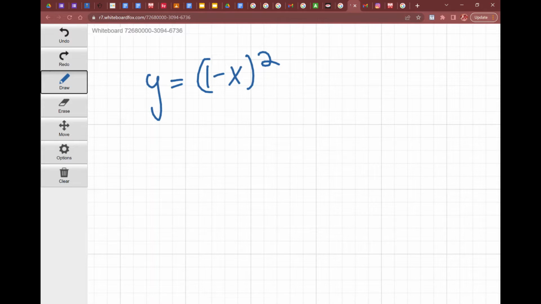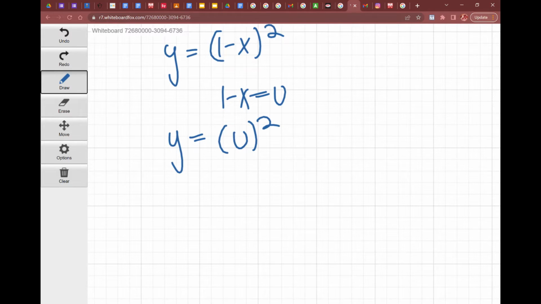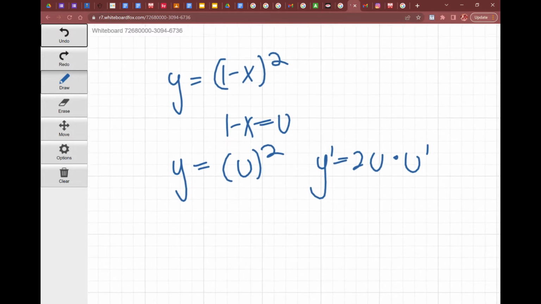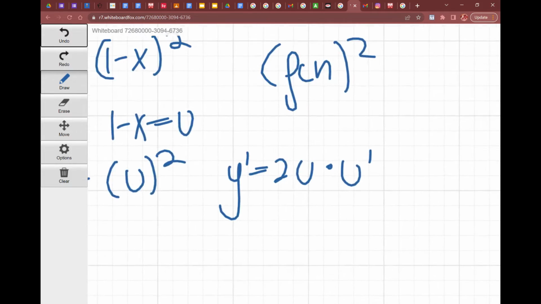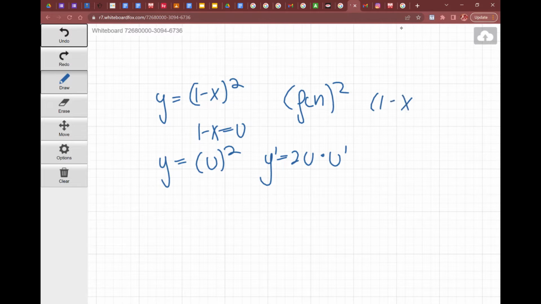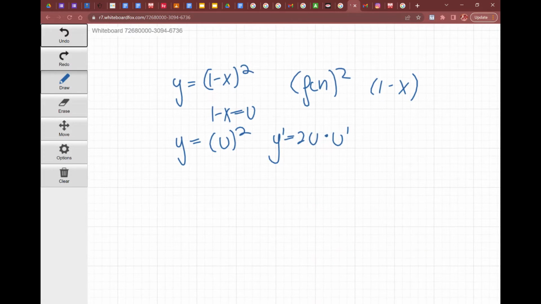Okay. So, you guys did this with u, right? So I say 1 minus x is equivalent to u. Therefore, y equals u squared, right? And so the derivative of y, which I'll write as y prime, is going to be 2u times u prime, because it's the derivative of the outside, which is this function squared, with respect to the inside, and the inside is 1 minus x. It's like layers with an onion, like an ogre.